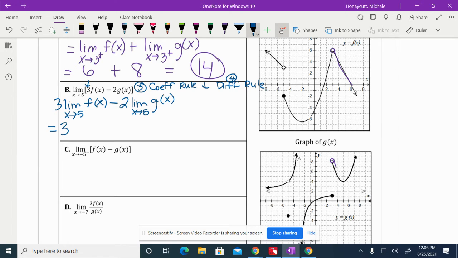And then for the limit as x approaches 5 of f, I'll go to my graph of f. As x approaches 5, the y's approach 2. Minus 2. And then the limit as x approaches 5 on the g function, the y's approach 4. So that would be 3 times 2 minus 2 times 4. 6 minus 8, negative 2.